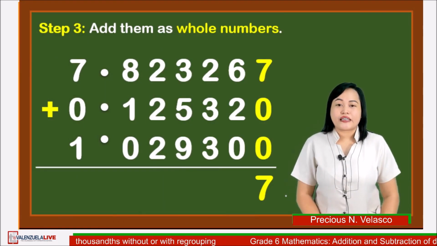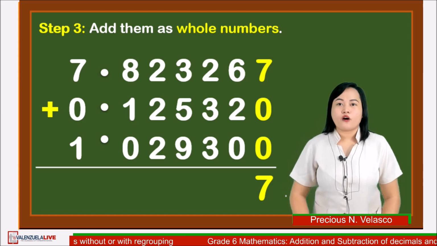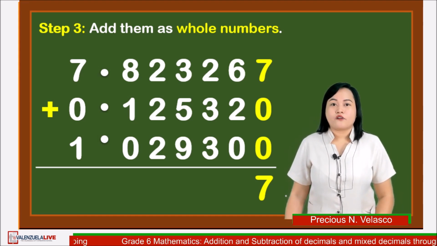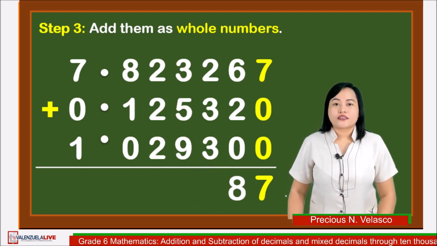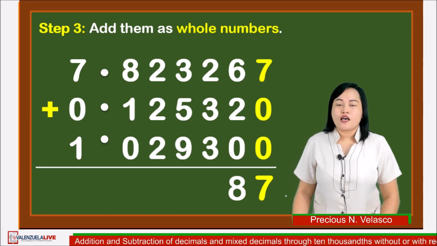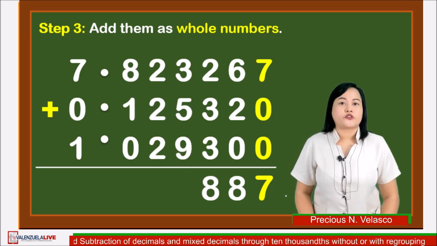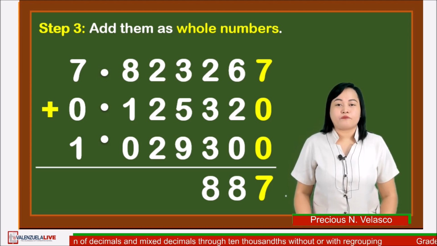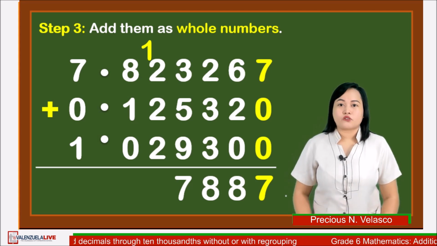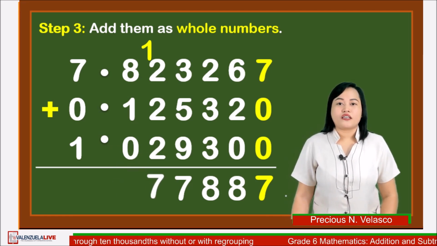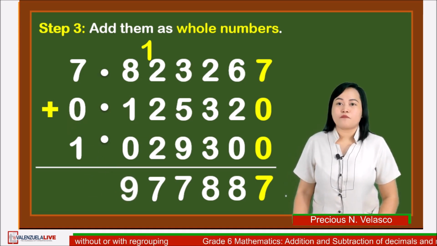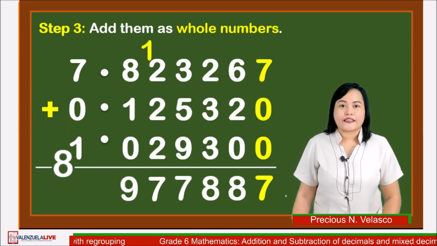So for step 3, in adding decimal numbers, we are going to add them as a whole number. So we have 7 plus 0 plus 0 will give us 7. 6 plus 2 plus 0 will give us 8. 2 plus 3 will give us 8 also. 3 plus 5 plus 9 will give us 17. 2 plus 2 plus 2 plus 1 will give us another 7. 8 plus 1 will give us 9, and 7 plus 1 will give us 8.